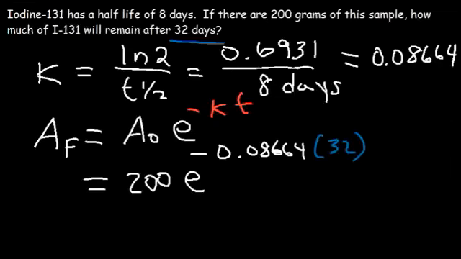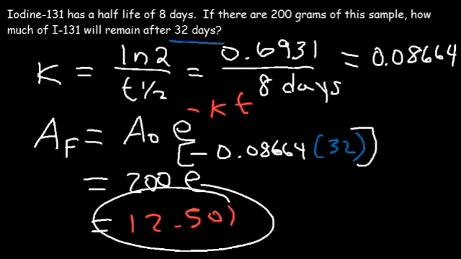Now e is the inverse of the natural log function. So simply type exactly what you see here, but make sure you put this in parentheses. So 200 times e raised to the negative 0.08664 times 32. And you should get this number. I got 12.501. Now we know the exact answer is 12.5, but this is close enough. So you can use an equation, or you can use that technique to ballpark how much will remain after 32 days.